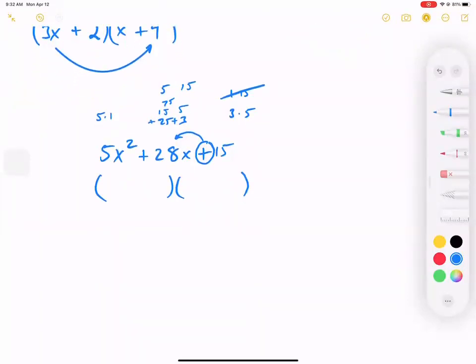So what we do is we write the numbers in the front. These are front numbers, and these are back numbers.